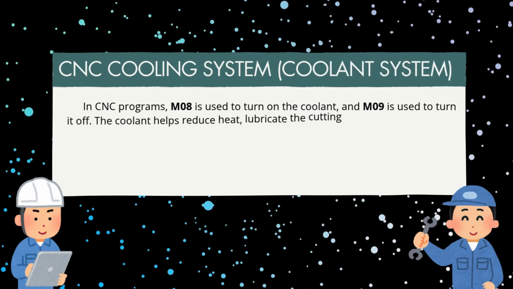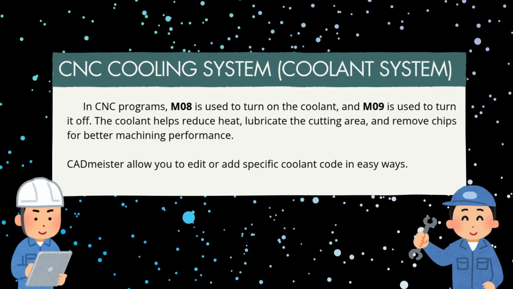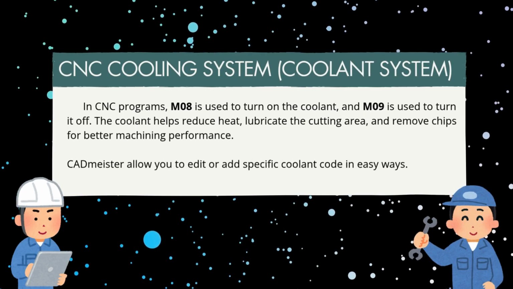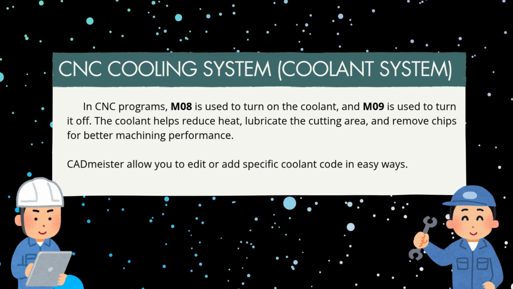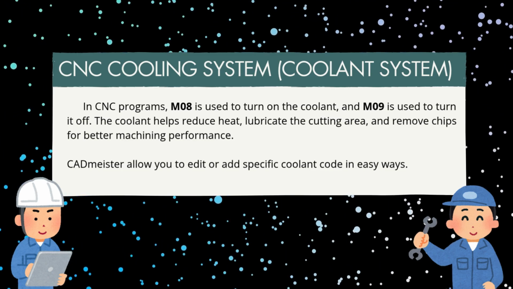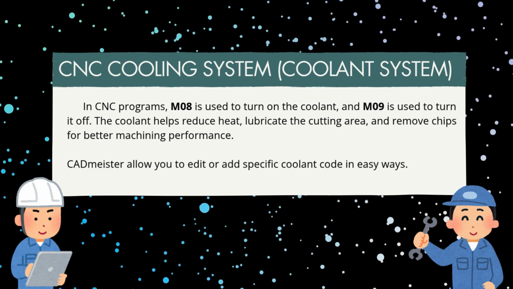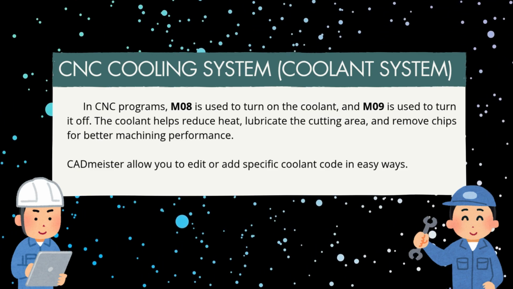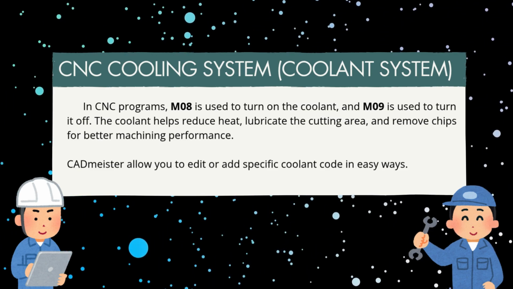At first, I will explain about the CNC cooling system. In CNC programs, M08 is used to turn on the coolant and M09 is used to turn it off. CADmeister allows you to edit or add specific coolant codes in easy ways.